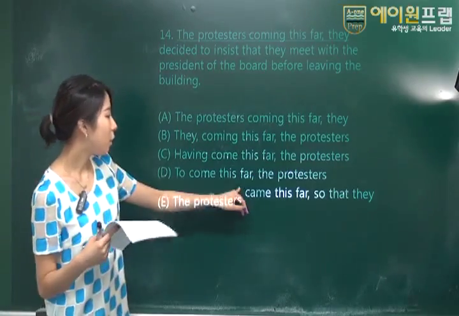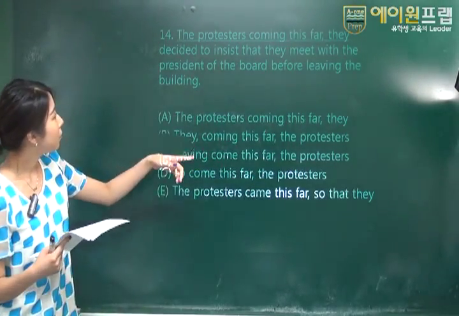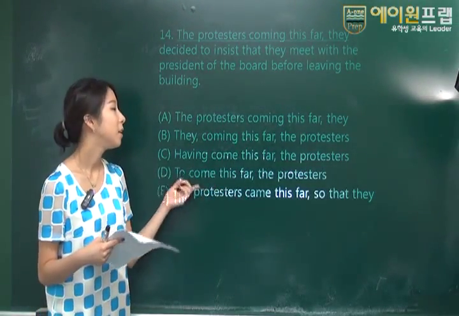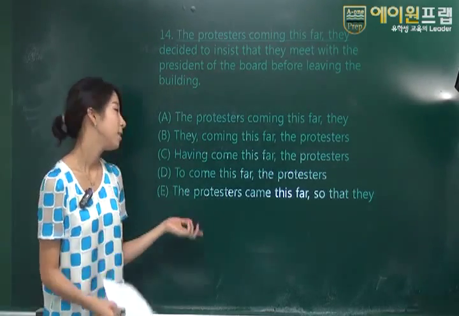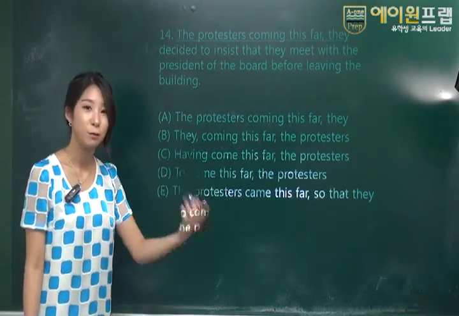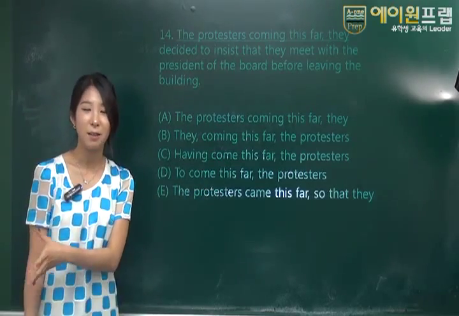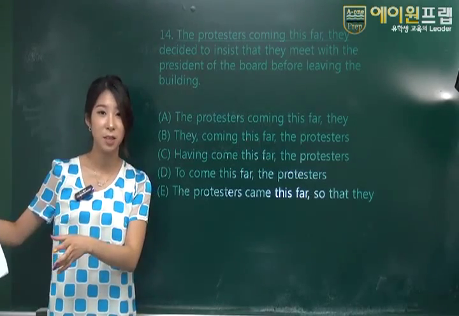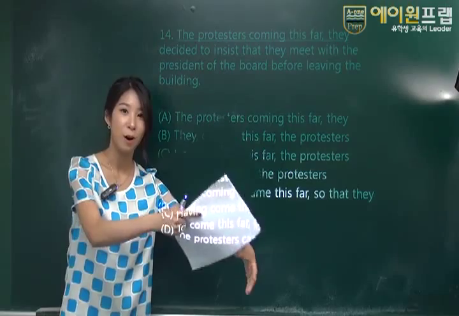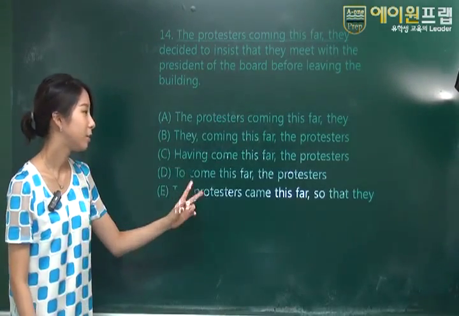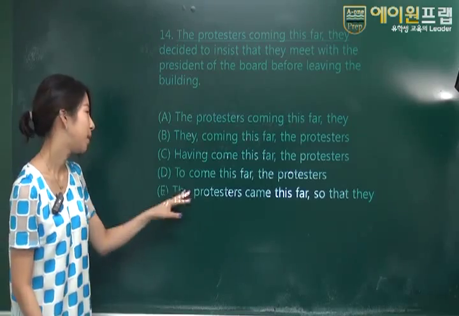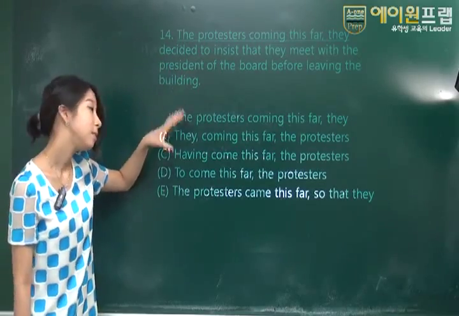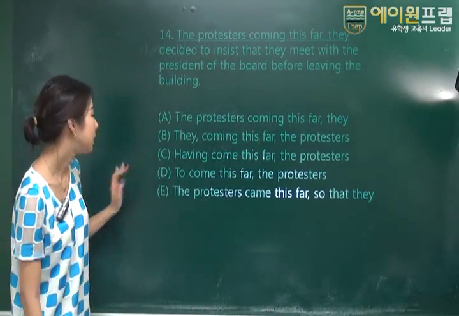And D, to come this far, the protesters decided to insist that they meet. Okay, first of all, the tense is wrong because it's to come this far, and even the meaning is changed. It's like, in order to come this far, the protesters decided in the past. So they decided after they came here, right? They didn't decide it in the past to come this far, you know? So this order, the chronological order, is messed up because of this phrase, and it changed the meaning of the original sentence, plus the tense is not correct. So that's why D is out.